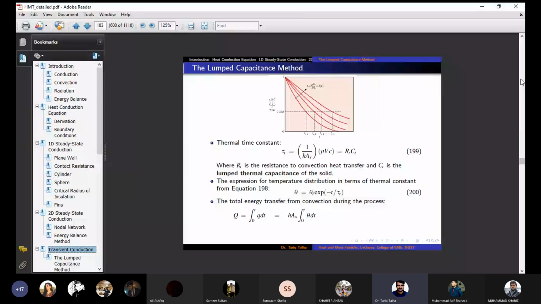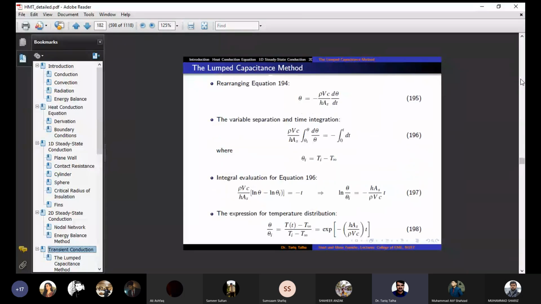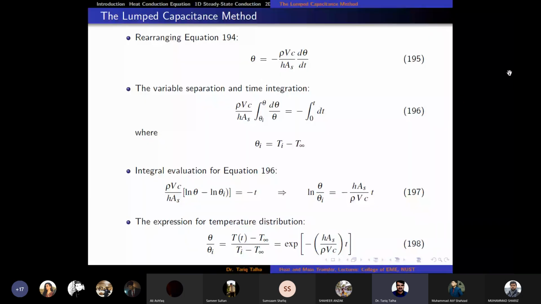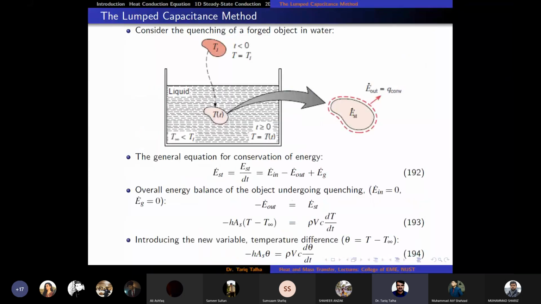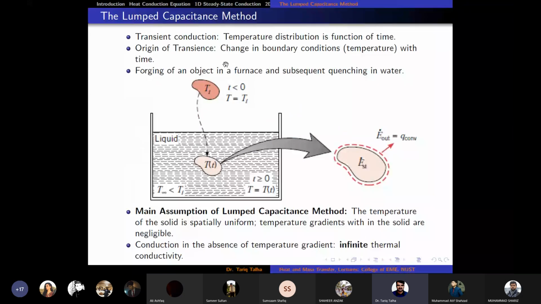Okay, let me quickly recap what we have discussed up till now, and then we can do some numerical problems. So, first of all, we talked about the lumped capacitance method. We are talking about transient conduction now, and the main assumption of the lumped capacitance method is that the temperature of the solid is spatially uniform. It means that whatever the temperature is at the boundary, the same temperature would be at the center. So there is no temperature gradient within the body.